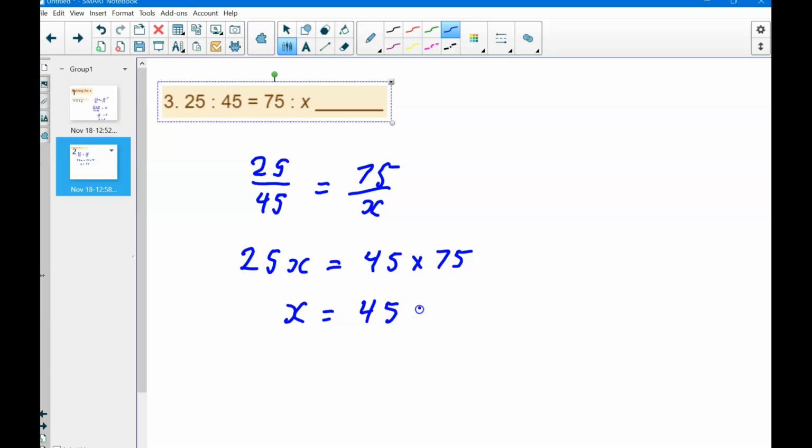45. This time I'm going to say 25. So I'm going to break this down to 3 times 25, divided by 25. I'm using the same technique I used before to make the math a little easier for us, because now the 25s will cancel. And my x becomes equal to 3 times 45, which is 135.